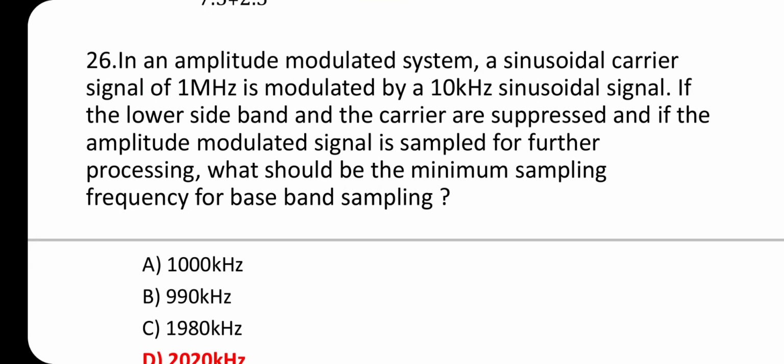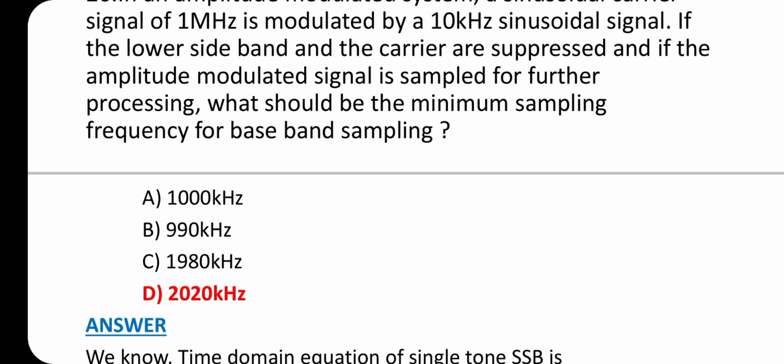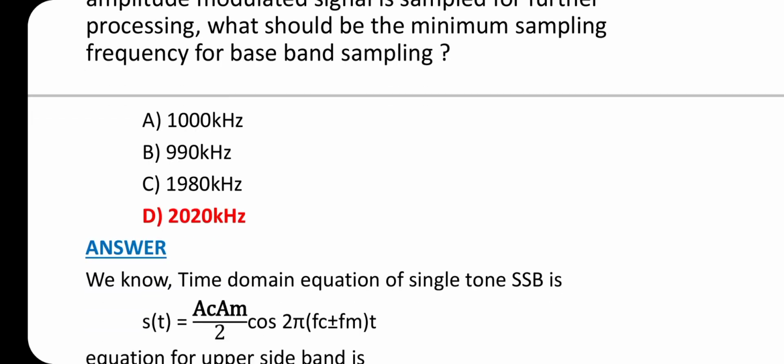Question number 26. In an amplitude modulated system, a sinusoidal carrier signal of 1 MHz is modulated by a 10 kHz sinusoidal signal. If the lower sideband and the carrier are suppressed, and if the amplitude modulated signal is sampled for further processing, what should be the minimum sampling frequency for baseband sampling? Answer is option D, 2020 kHz.